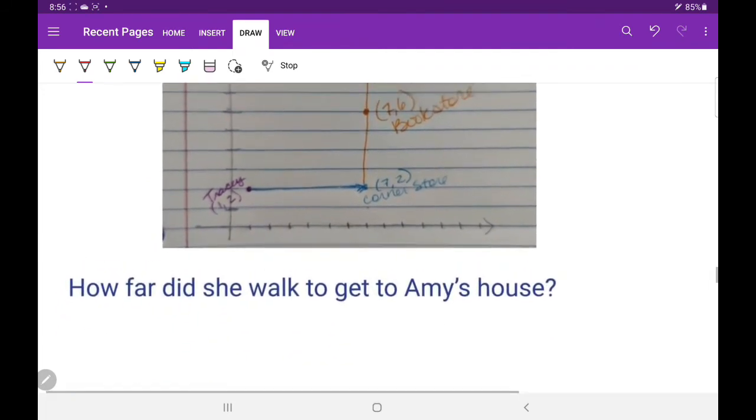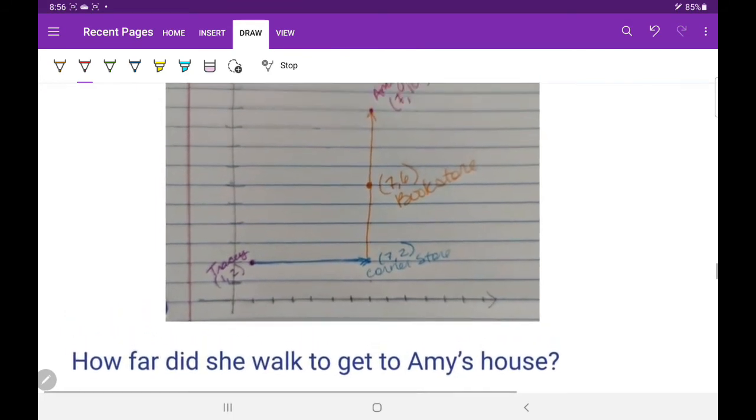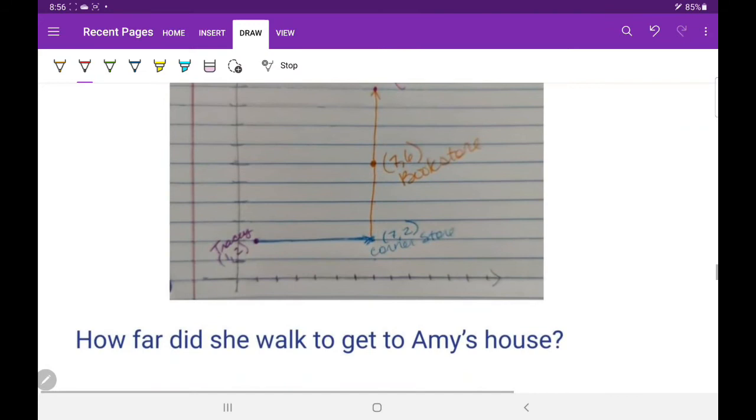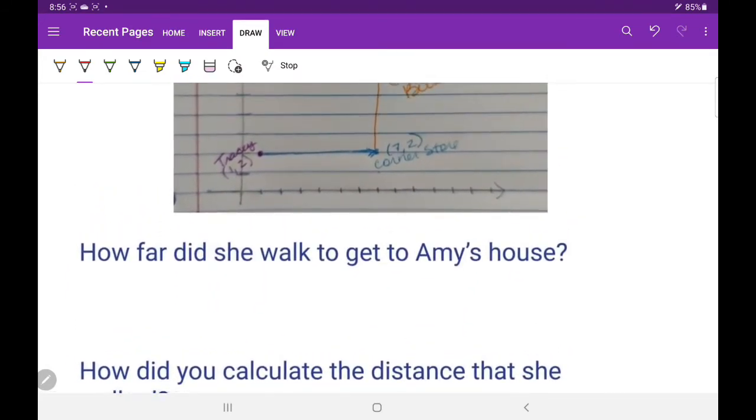Okay, how far did she walk to get to Amy's house? So using your diagram, how far did she walk to get to Amy's house? Think that through and look at your diagram and calculate your answer. So what we can see is that on the x-axis, she went from her house, Tracy's house, to the corner store.